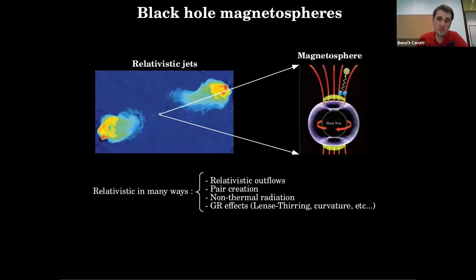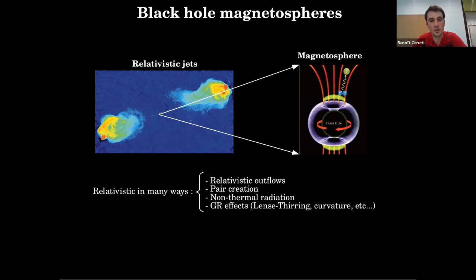What I'll be mostly focusing on is what we call the magnetosphere of the black hole, which is the closest environment possibly accessible to observations, this magnetized environment where we think there is active plasma going on. We think this is relativistic in many ways, not just because of the effects of GR, but also because we expect very strong particle acceleration mechanisms to relativistic speeds, and we expect pair creation to be happening.